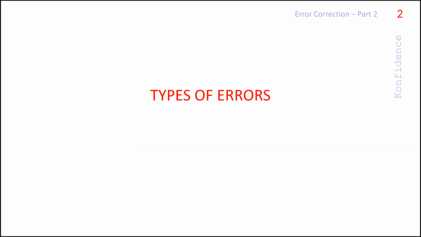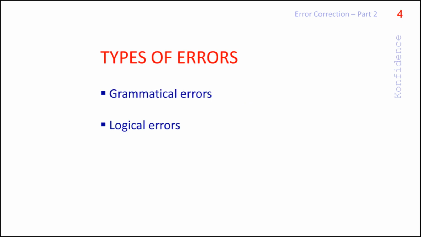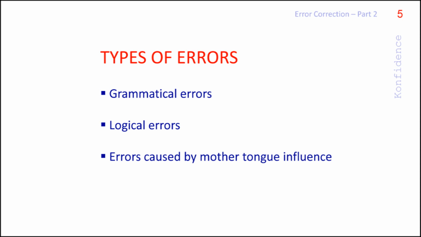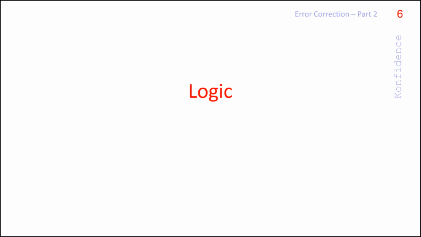In error correction part 1, we learned that there are three categories of errors in English, namely grammatical errors, logical errors, and errors caused by mother tongue influence. In part 1 discussion, we looked at grammatical errors in detail. In this discussion, which is a continuation of part 1, we shall look at logical errors and errors due to mother tongue influence. What is logic?